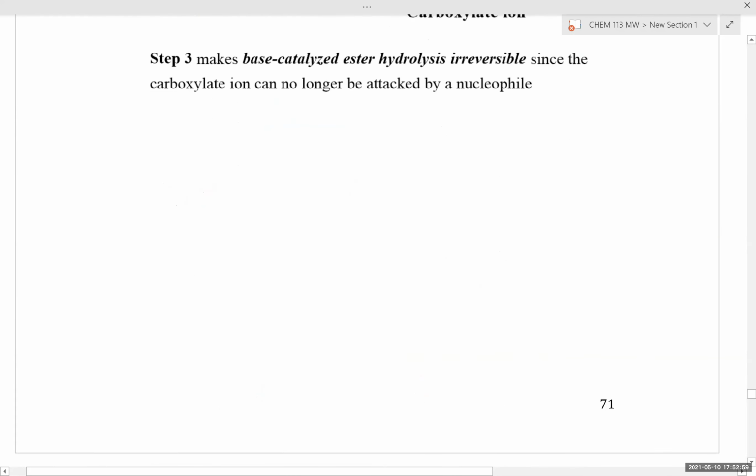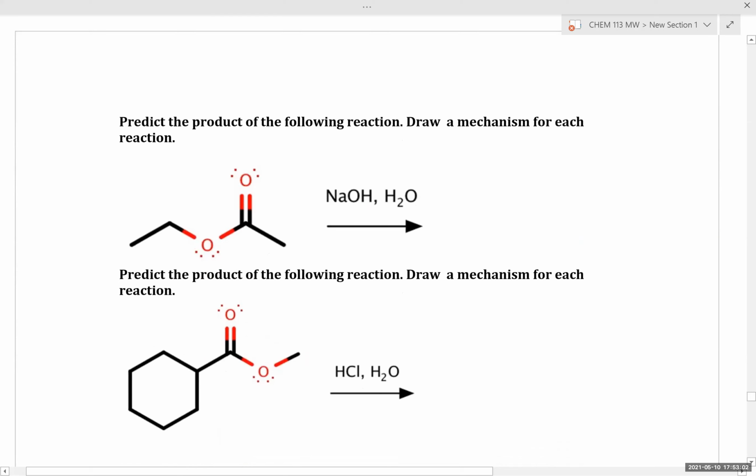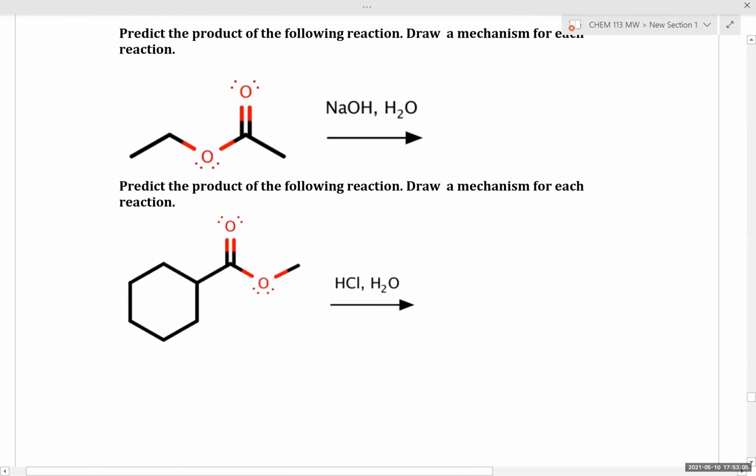Okay, so let's try to apply what we've learned, and let's look at the following two reactions, and let's try to predict the product from each reaction and draw a mechanism for each reaction. So in this case, we're looking at, in the first reaction, a base catalyzed hydrolysis of an ester, and in the second case, an acid catalyzed hydrolysis of an ester. Let's take a few minutes and let's start with reaction A. Let's try to draw a mechanism for reaction A and predict the products from this reaction.